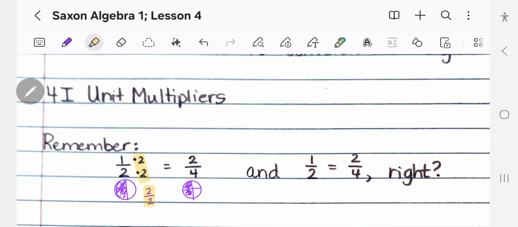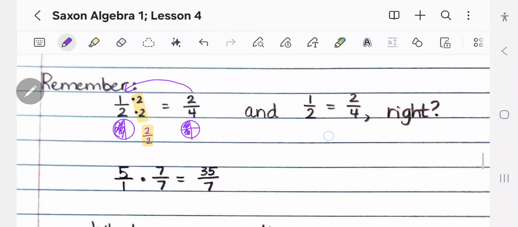So when you have a number and you multiply it by 1, the result is equal to what you started with. So that's why we're able to do that, right? So if I took the number 5, and I could write it as a fraction by putting it over 1, and I multiplied it by 7 over 7, 7 over 7 is equal to 1. So the result may not look the same as what we started with, but it is equal to it.